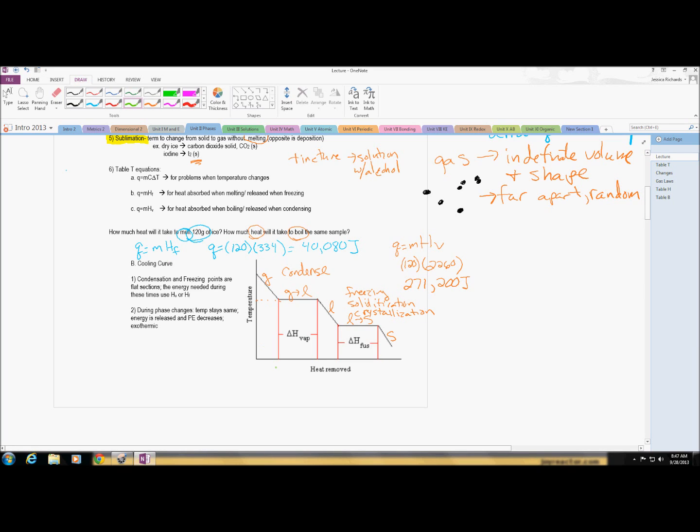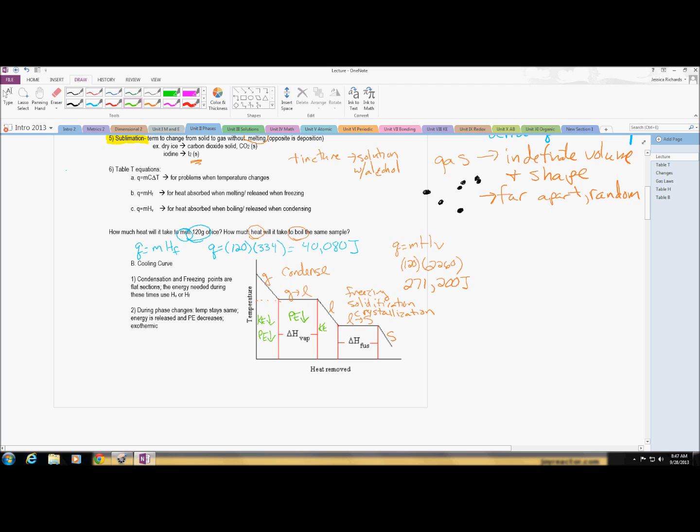Just like on our heating curve, wherever it's slanted, the kinetic energy is changing, but in this case, the kinetic energy is decreasing, and the potential energy is decreasing. On our phase changes, the temperature stays the same, but the particles' motion is changing in a way that takes less energy. So from a gas to a liquid, they're getting closer together. From a liquid to a solid, they're putting themselves into a pattern.